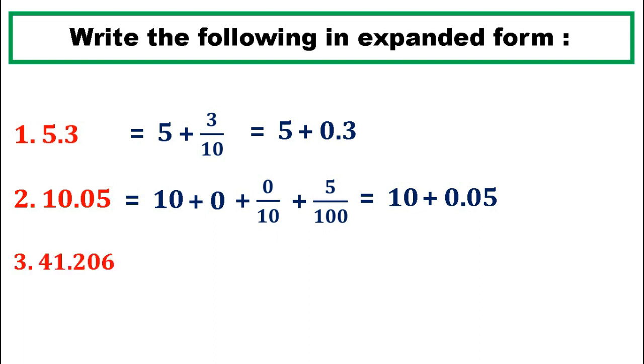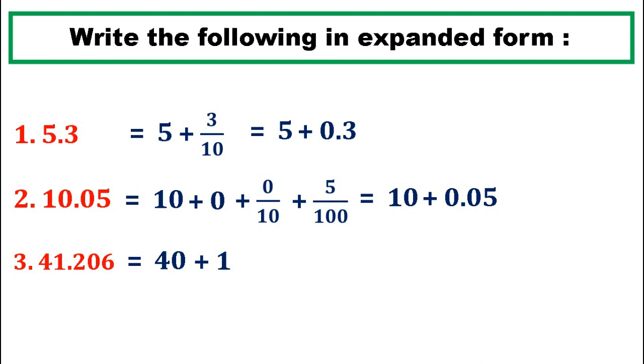Let us look at the third example, that is 41.206. We start with the digit on the left, that is 4. Since 4 is in the tens place and is before the decimal point, we write 40.